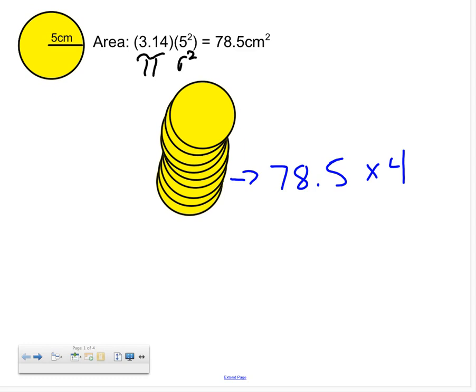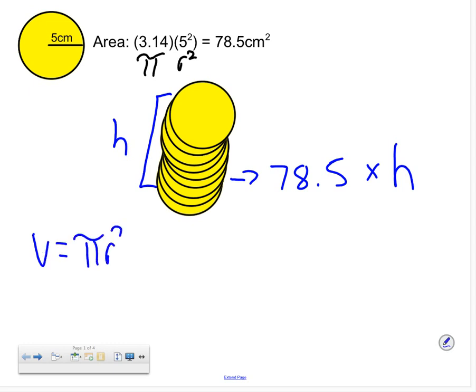So instead of saying 78.5 times 4, I'm going to say 78.5 times h, where h is simply how high this stack of circles is. If I don't know how many circles there are exactly, I'm just going to measure how high the stack is, and that will be how many circles there are, quote unquote. And that's where you get the volume formula for a cylinder. The volume formula for a cylinder is pi r squared, that's one circle, times h, because there are going to be h circles on top of each other. Or the stack of circles is going to be h units high, which is where that h comes in.